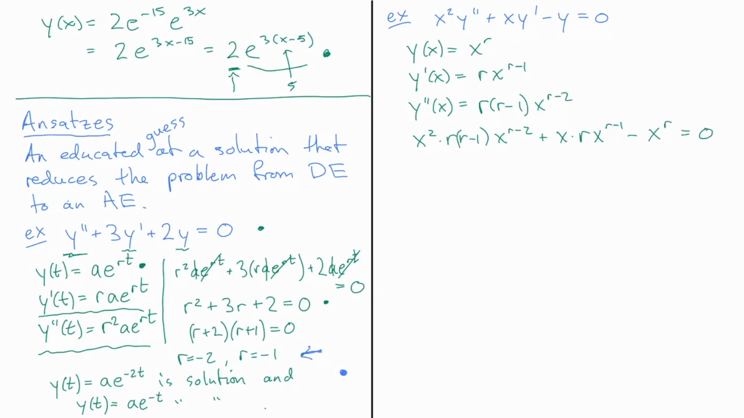And this is what I was getting at. Here you have an x multiplied by x to the r minus 1. Here you have an x squared times x to the r minus 2. And so in each case, we end up with an x to the r as the power function, because the extra x's fill in the gap that you lost from the derivatives.